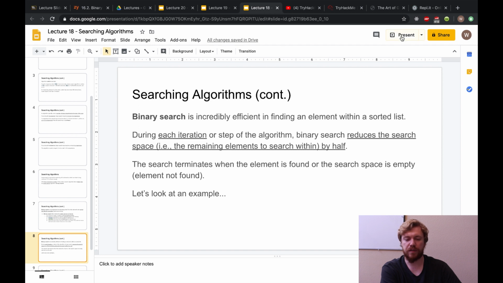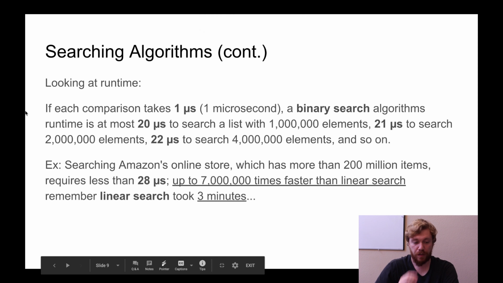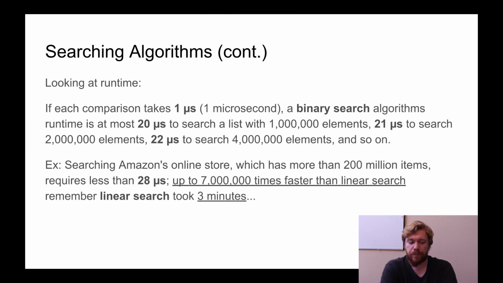So if we go back to the slides, if we look at the runtime, under similar circumstances as linear search, if each comparison takes 1 microsecond, a binary search algorithm's runtime is at most 20 microseconds to search a list with 1 million elements, and 21 microseconds to search a list of 2 million elements, and 22 microseconds to search 4 million elements, and so on.